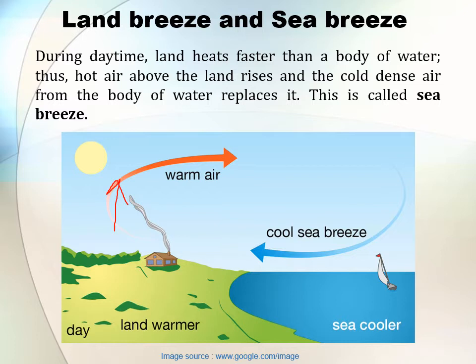So if you stand at the beach or at the coastal area during daytime, you find that there is a smooth movement of air from sea towards land. This wind is known as sea breeze because the wind is coming over the oceans, over the sea. The opposite thing happens during night time.